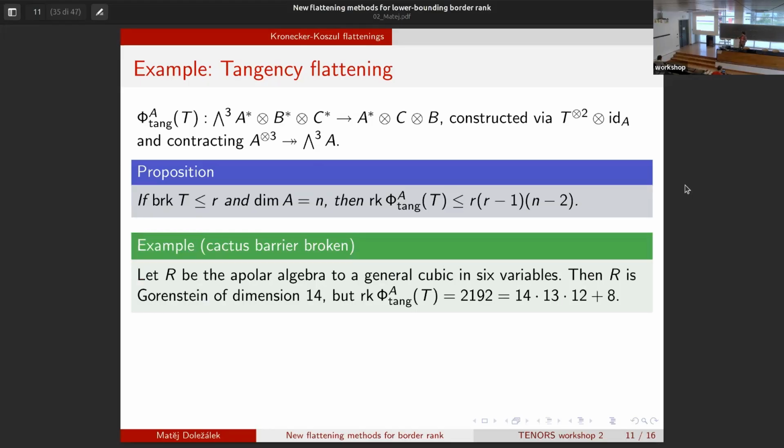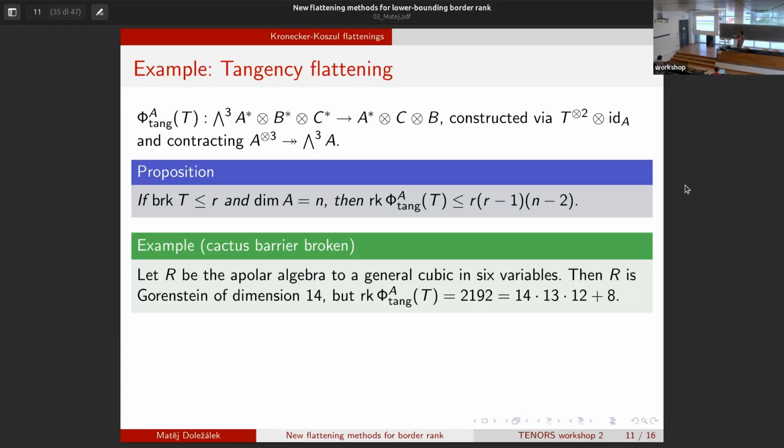Namely, I will show you an example of breaking the cactus barrier. I will pick R to be the polar algebra of a generic cubic in 6 variables. So this is a general local algebra of Hilbert function 1, 6, 6, 1. This is very famously known to be what's called non-smoothable. So the structure tensor has border rank bigger than its dimension.